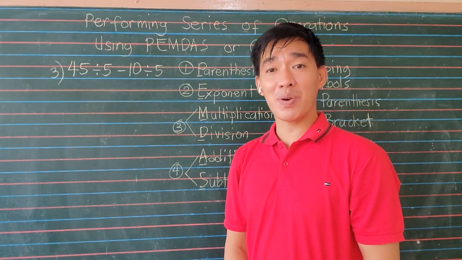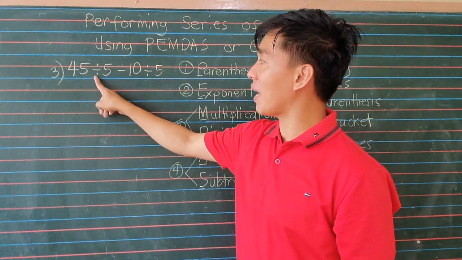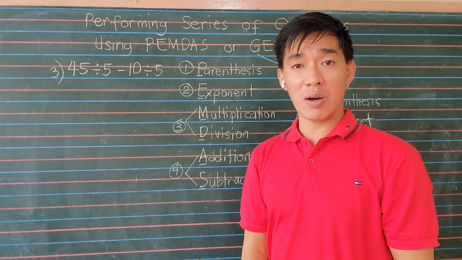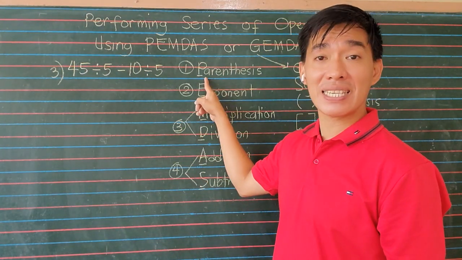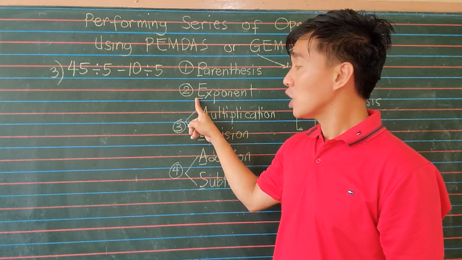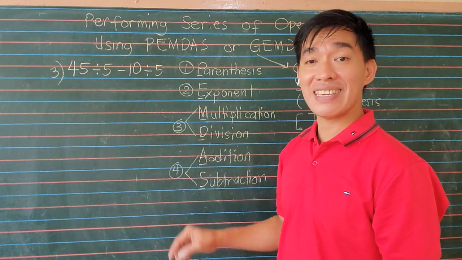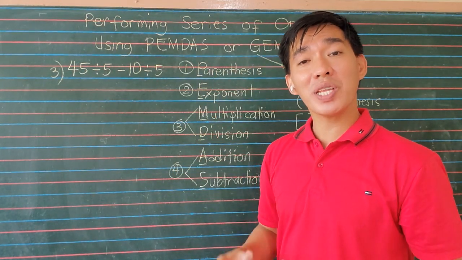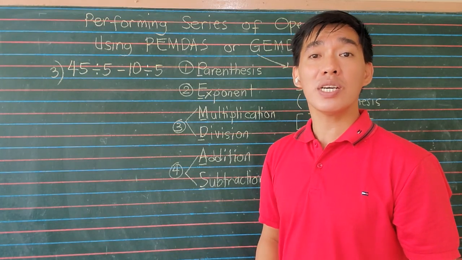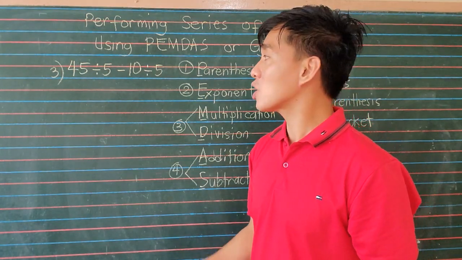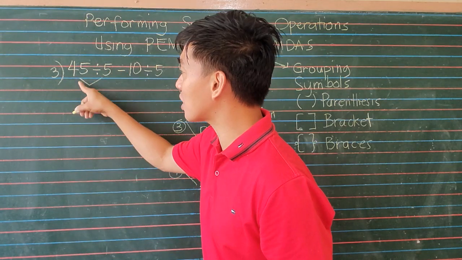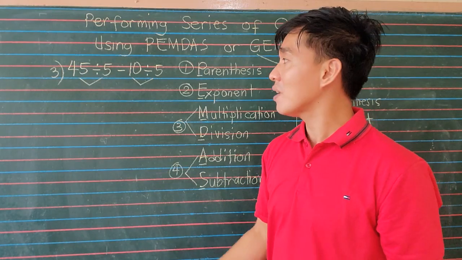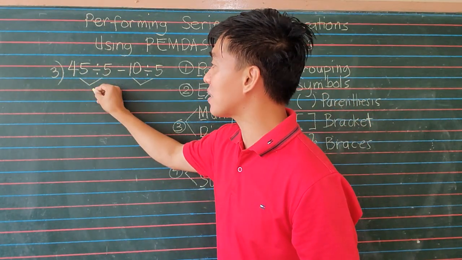For our item number 3, that's 45 divided by 5 minus 10 divided by 5. So, let's try to check. Do we have parentheses? Do we have exponent? Do we have multiplication or division? Yes, we do have here division and another division. So, because we do have the same division, we could do them simultaneously. So, it simply means that you could divide these two and you could also divide these two together. So 45 divided by 5 is equal to 9.